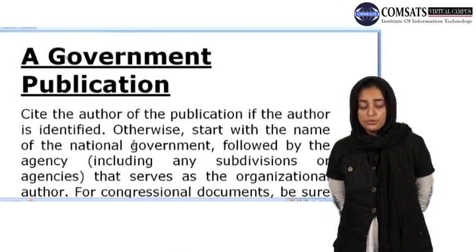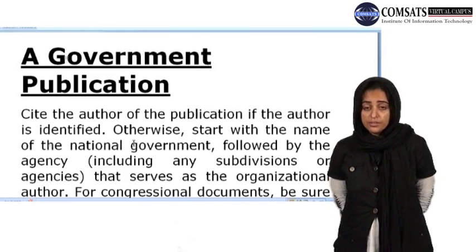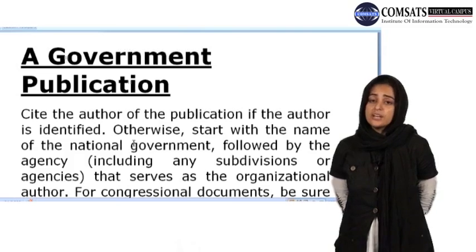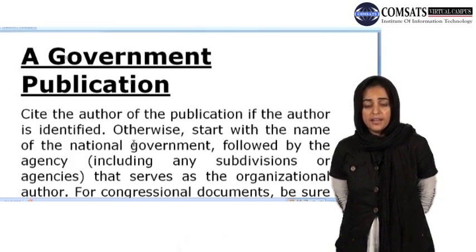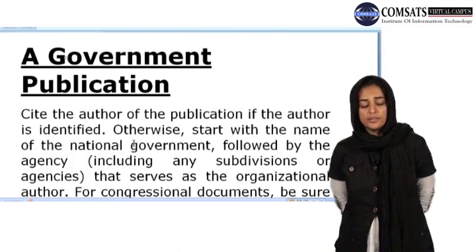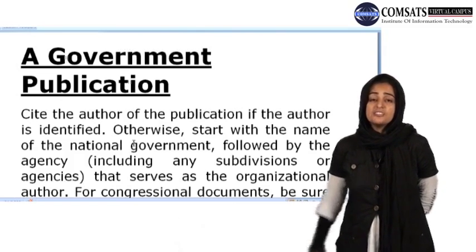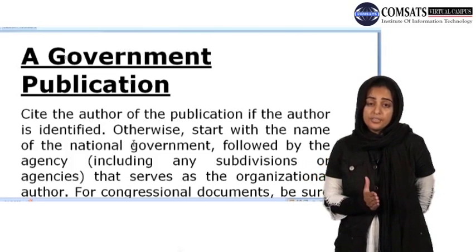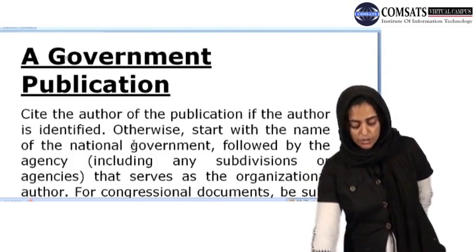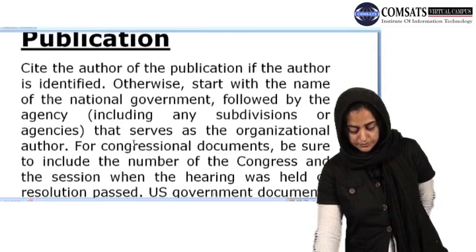So if the individual name of the author is available, in that particular situation start with the name of the author in the same last name, first name fashion. But if the individual author's name is not available, you will be starting with the general name of the government. After that, you will follow it with the name of some agency or some subdivision that would be serving the purpose of the corporate author. After that, let us have a look what else is required.